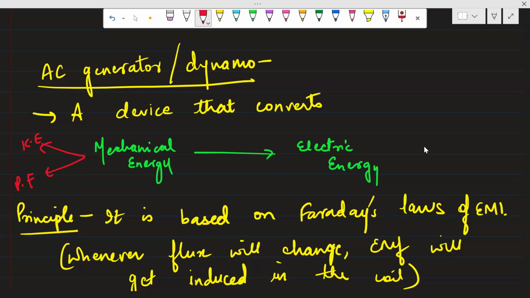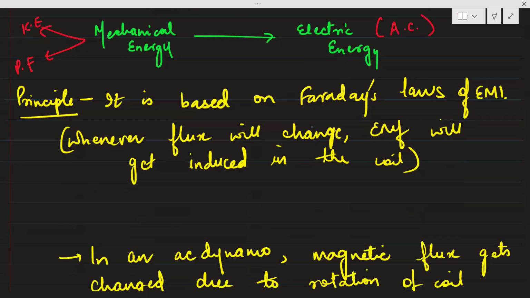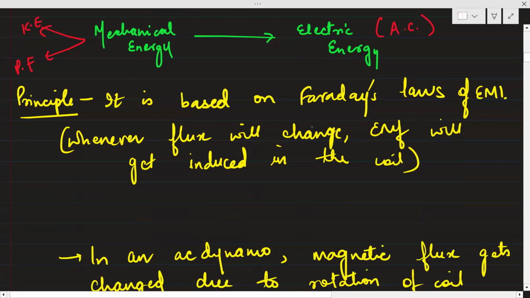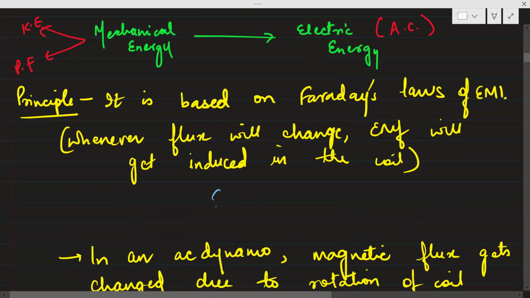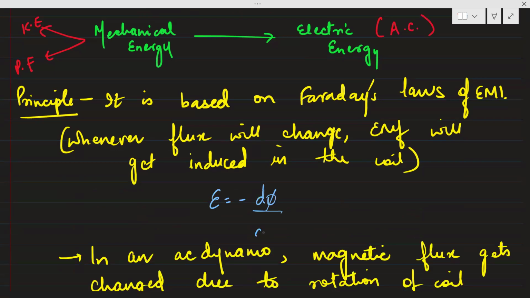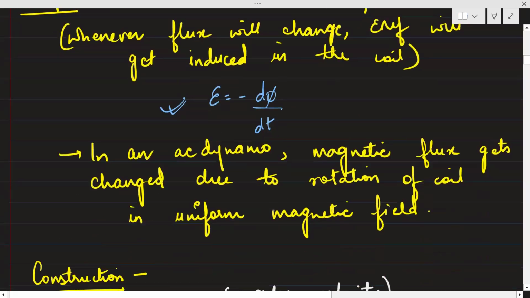When we say electrical energy, which kind of electricity? This is alternating current. Now, one thing: on what basis do we have this? This is based on Faraday's law, Faraday's laws of EMI. So we know that E is equal to minus d phi over dt. The same principle is used by this AC generator. It is based on Faraday's laws of EMI that whenever the flux changes, the magnetic flux changes, EMI will be induced in the coil. So E is equal to minus d phi over dt.